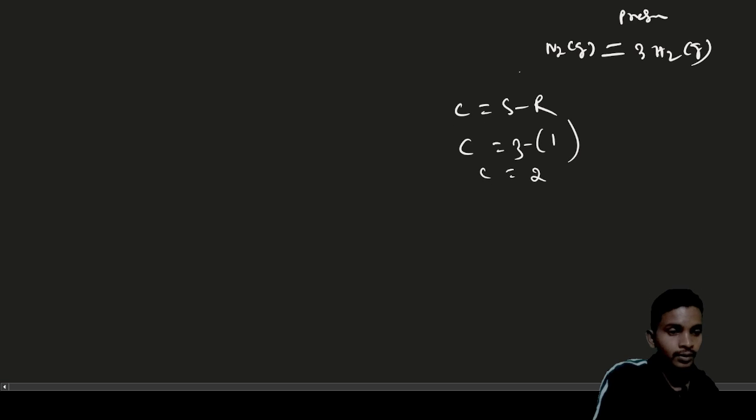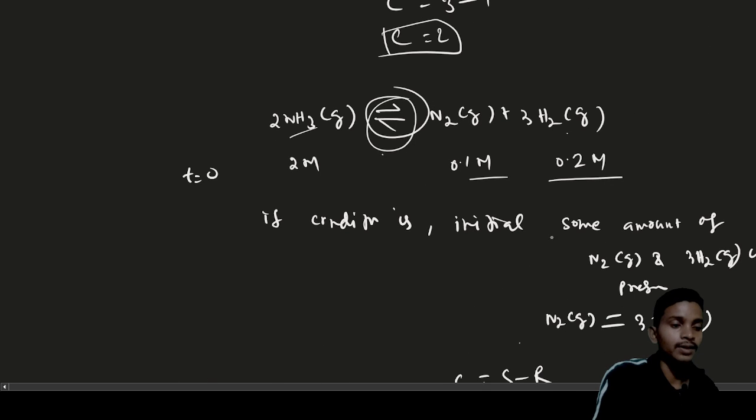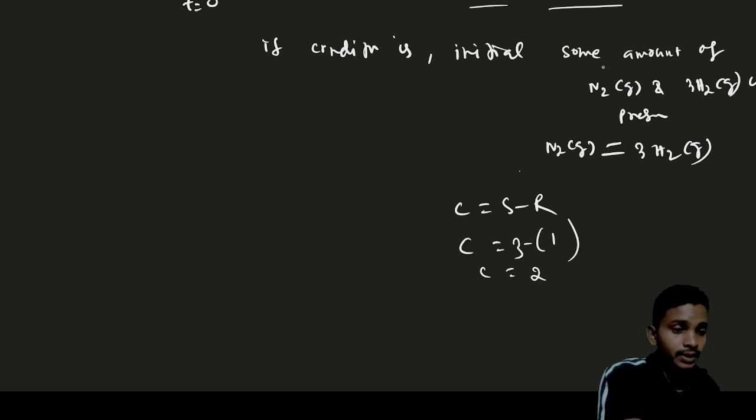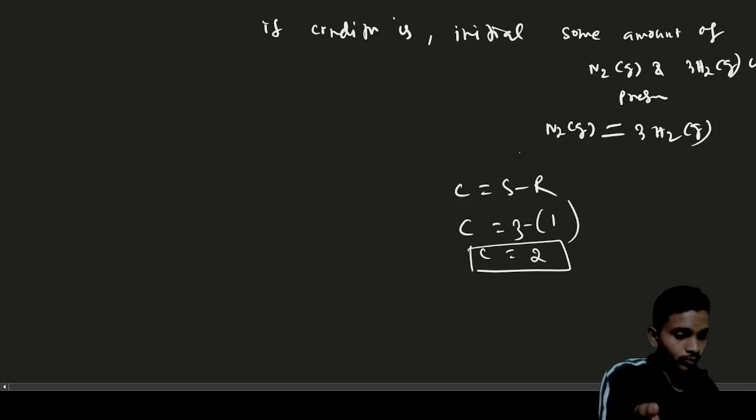So these are the conditions. If initially this equals this, then we have to take R as 2. If not, if some initial amount is present so the condition is not satisfied, then we take R as 1, so the number of components is equal to 2.